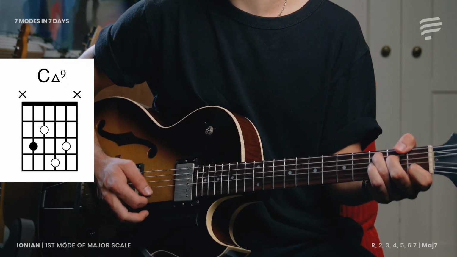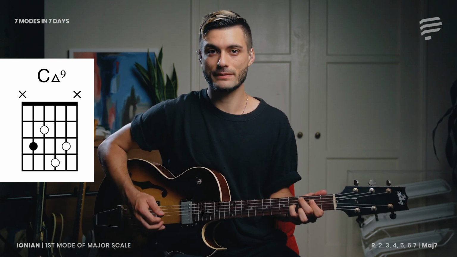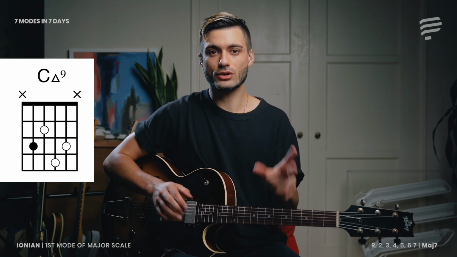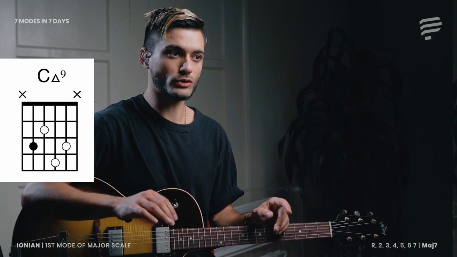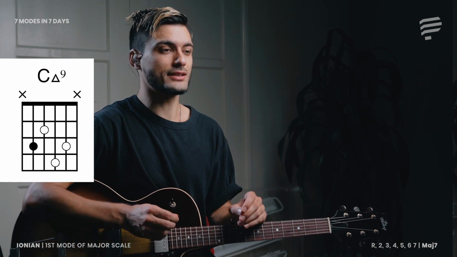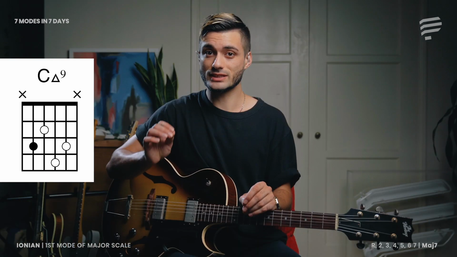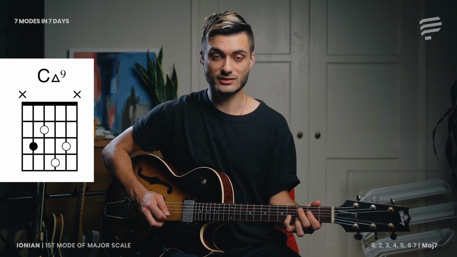You can also just play a plain old C major, but I do encourage you to check out this chord diagram there. So every mode has an associated chord. We only use the mode over that type of chord. So the C Ionian mode is used in the key of C, and it's used over C major chords, specifically C major 7 chords, and you can add extensions such as the 9.